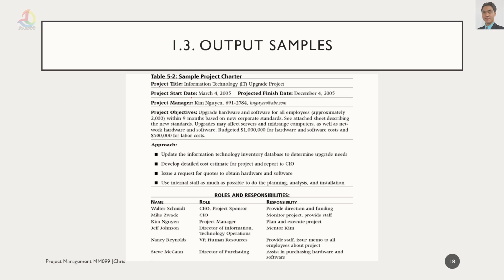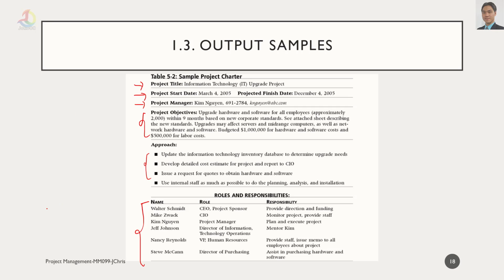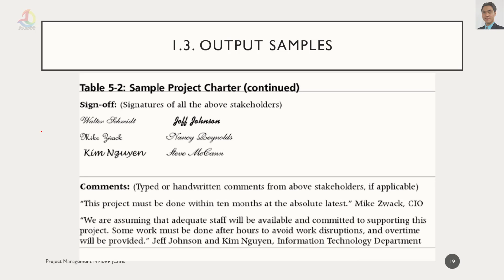So this is the excerpt of the output sample: the project title, project start date, who is the manager, the objective, the approach, roles and responsibility. It's not shown here, but there is information about the assumption, the risk, the budget, the milestone, and then after that there's the authorization from the stakeholder and the comments from the stakeholder if needed.